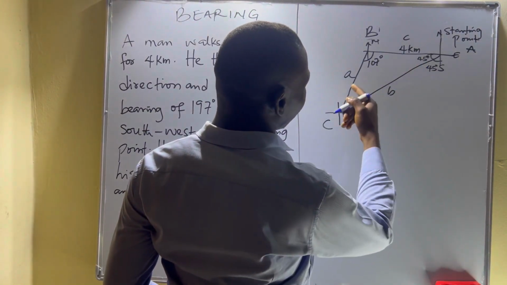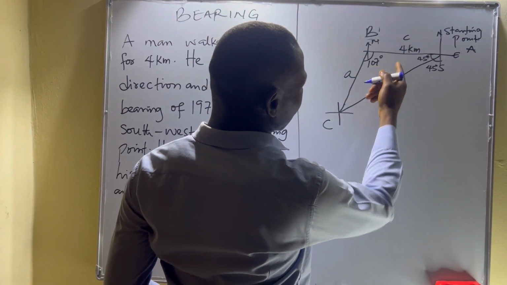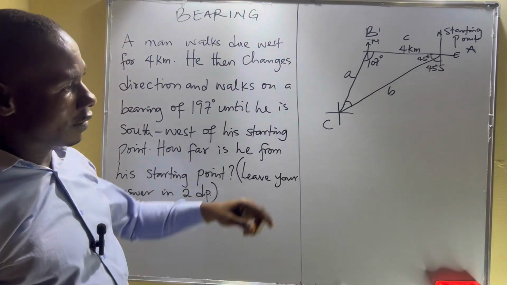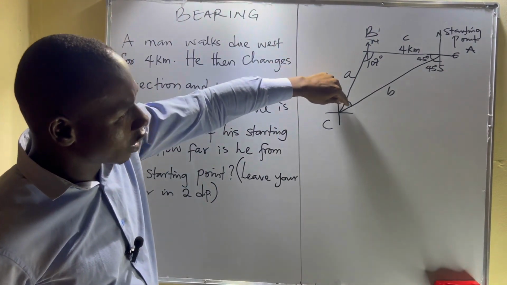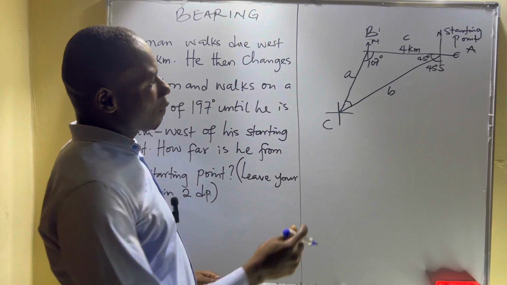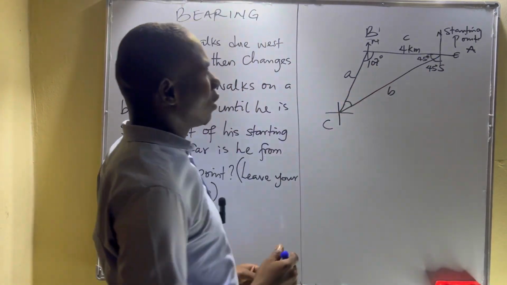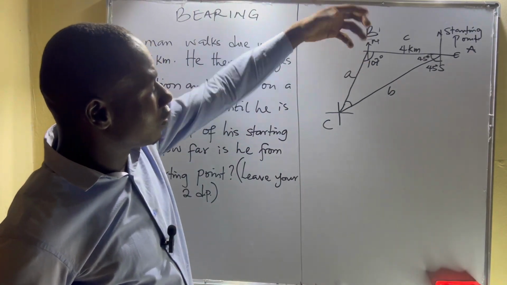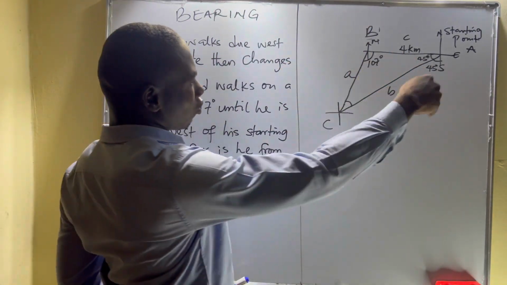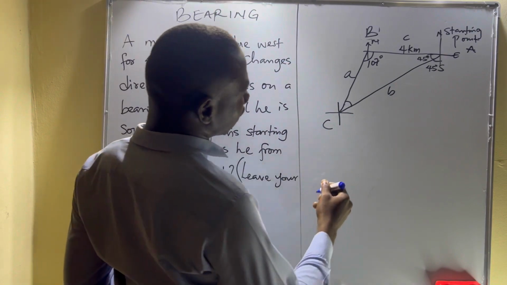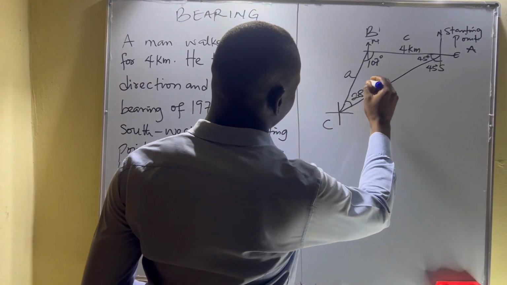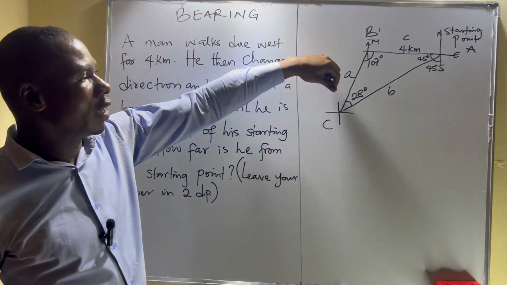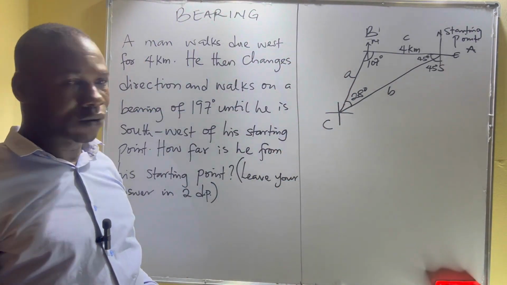Here is 45, here is 107. The sum of angles in a triangle is equal to 180 degrees. We need to find this angle here. So in finding the angle here, this plus this will give us 152. So 180 minus 152 will give us what? 28 degrees. So from here, we can now apply our sine rule.